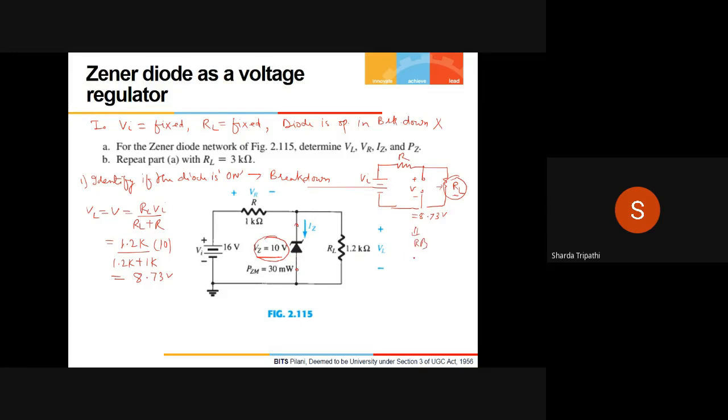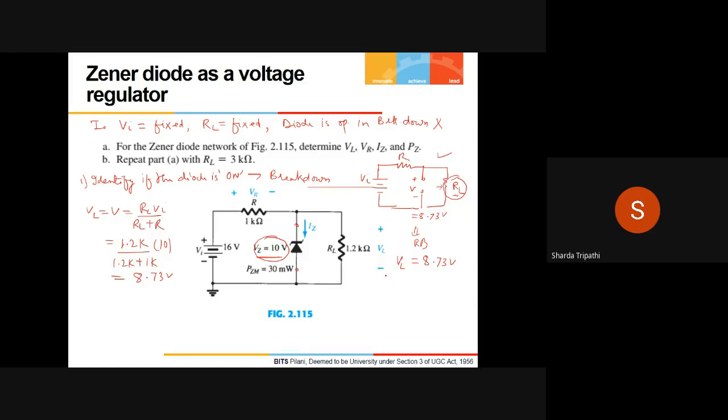And how do I proceed with the analysis? If the diode is in the reverse bias region, I simply replace the diode by an open circuit, as done here. So now to find these parameters, I'm going to consider this circuit. In this circuit, the first thing that I want to find is VL. VL is the voltage drop across this resistance. And I just found out this was equal to 8.73 volts.